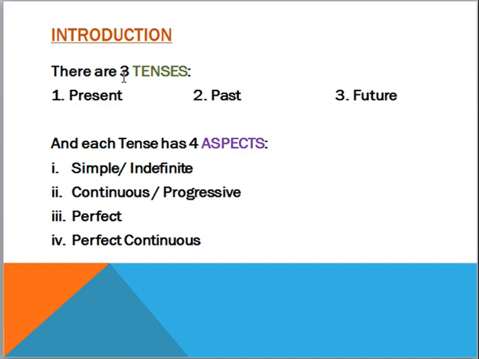First of all, there are three tenses. Number one, present. Number two, past. Number three, future. And each tense has four aspects. Number one, simple or indefinite, we call it. Number two, continuous or progressive. Number three, perfect. And number four, perfect continuous.